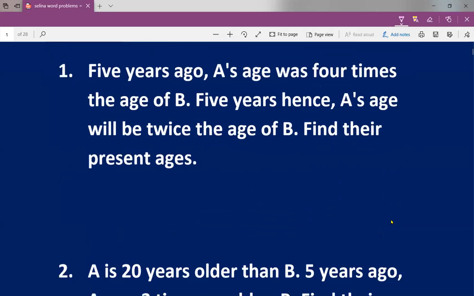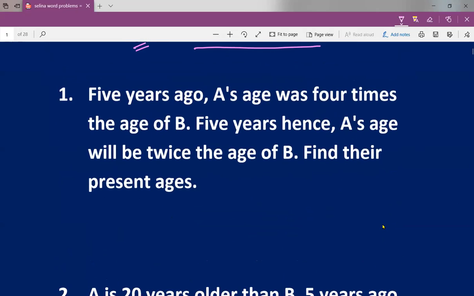Okay, let us study the problem. 5 years ago, A's age was 4 times the age of B. 5 years hence, A's age will be twice the age of B. Find their present ages. Now, in all these word problems, it always helps that whatever is being asked in the last statement, just assume that. So, find their present ages, you assume that age of A is A and age of B is B.